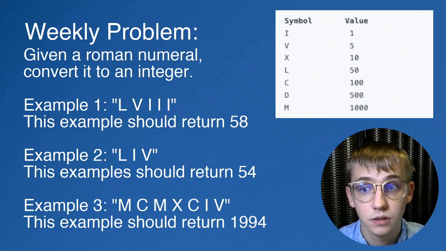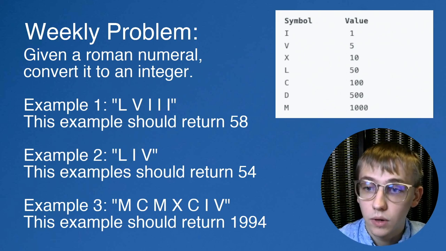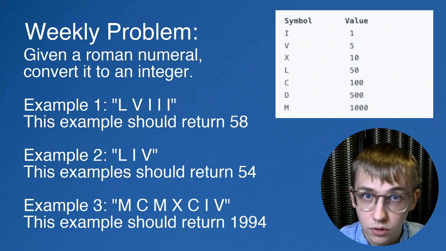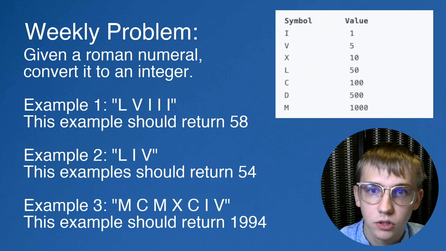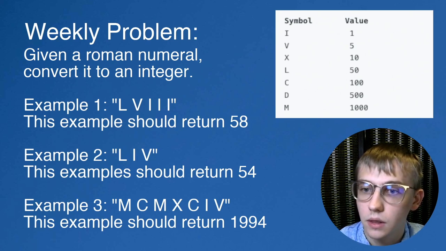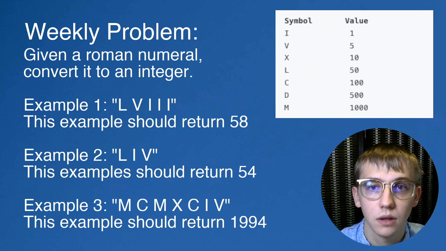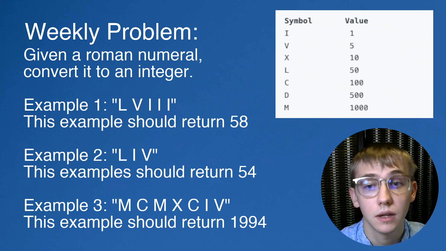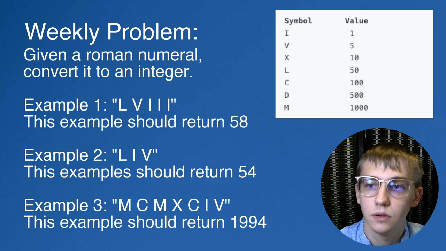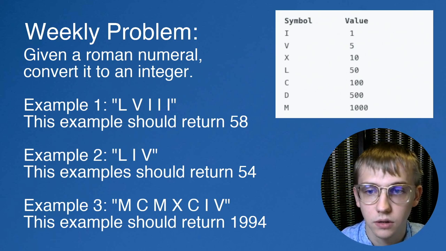And then in this third example, this one's a long one, we have M, which is equal to 1000. Then we have C, which is equal to 100. And then we have M, which is equal to 1000. And since C was less than M, we would take M minus C, which would be 1000 minus 100, which would be 900. So now we have 1900.